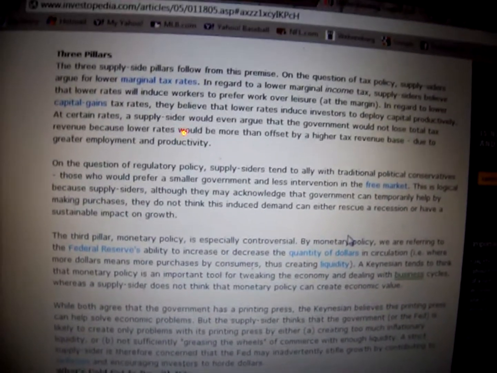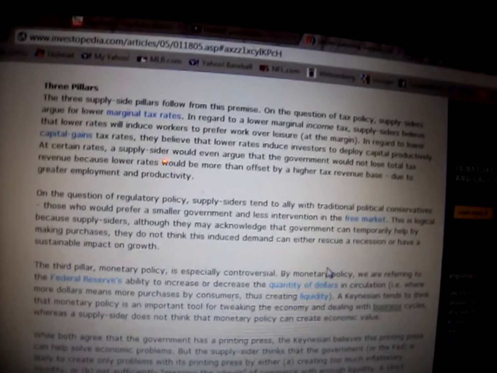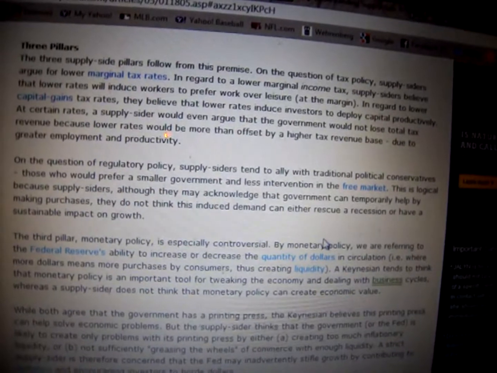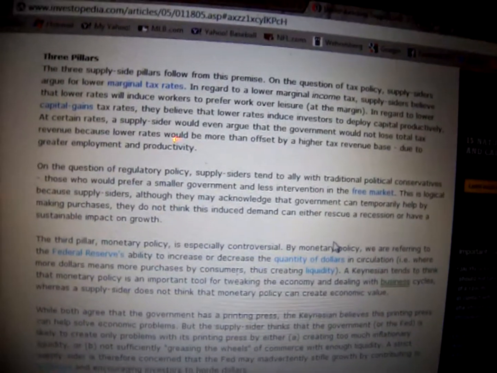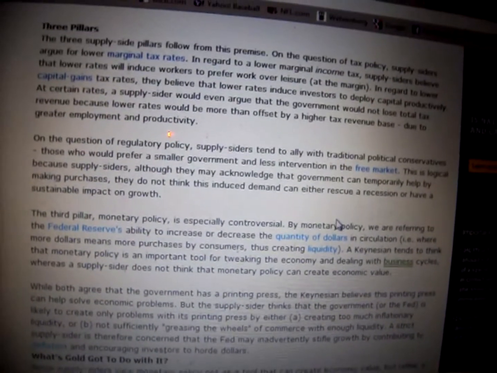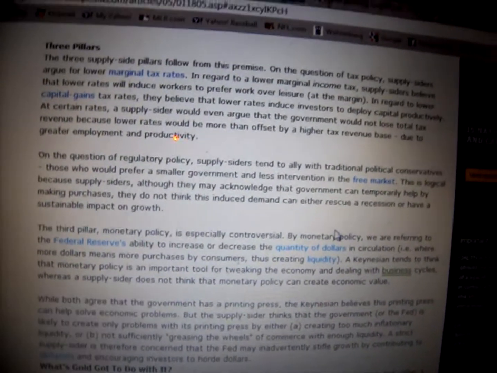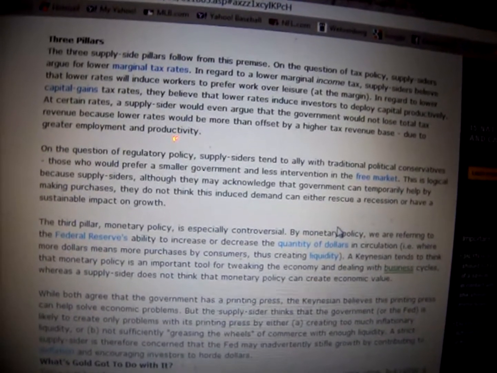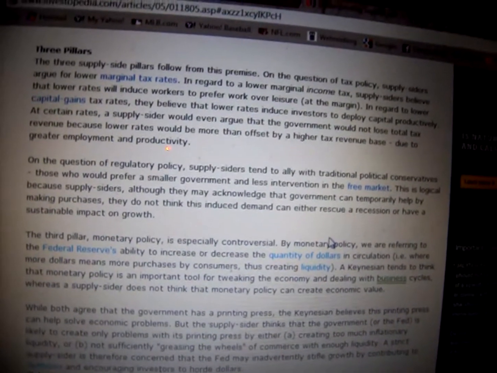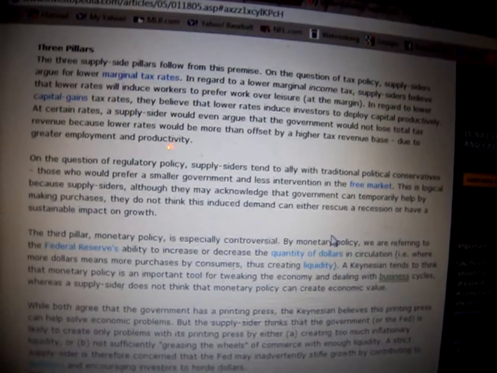At certain rates, supply-siders would even argue that the government would not lose total tax revenue, because lower rates would be more than offset by a higher tax revenue base due to greater employment and productivity. On the question of regulatory policy, supply-siders tend to ally with traditional political conservatives, those who would prefer a smaller government and less intervention in the free market. This is logical because supply-siders, although they may acknowledge that government can temporarily help by making purchases, do not think this induced demand can either rescue a recession or have a sustainable impact on growth.